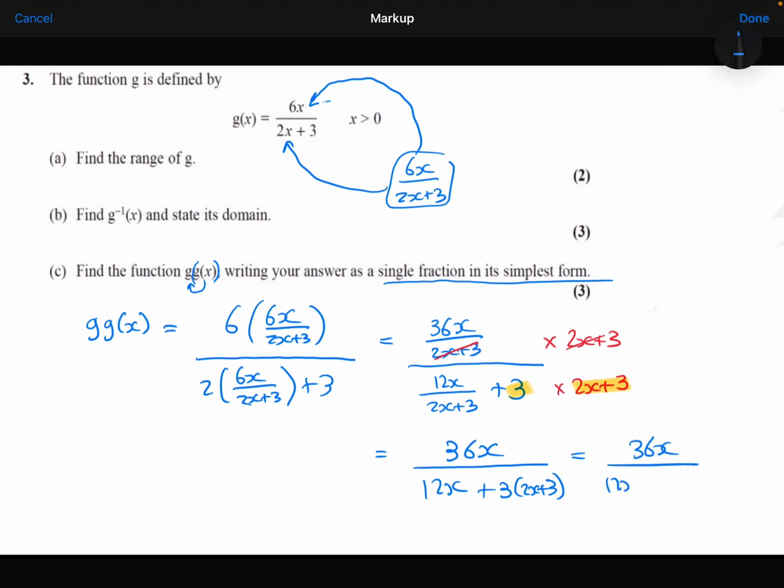Now just to simplify that some more, we get 36x over 18x plus 9. We can divide everything there by 9 to get 4x over 2x plus 1. And that's my final answer.